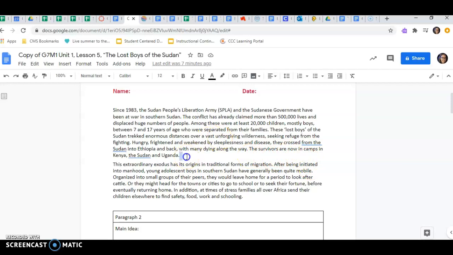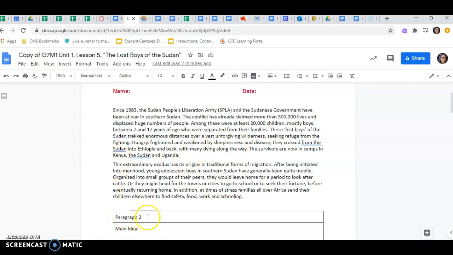Let's pause there for a moment and let's talk about this. So I noticed some numbers. We see how many lives people were displaced, people died, and over 20,000 children were separated from their families. And they had to walk to these other countries that you looked at on the map at the beginning of the unit.